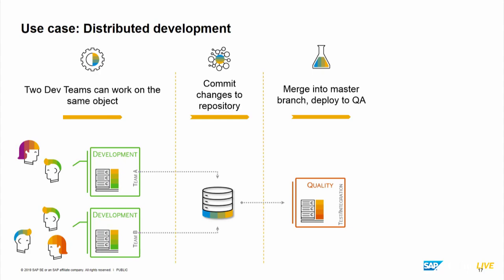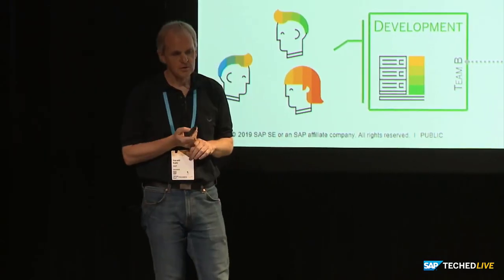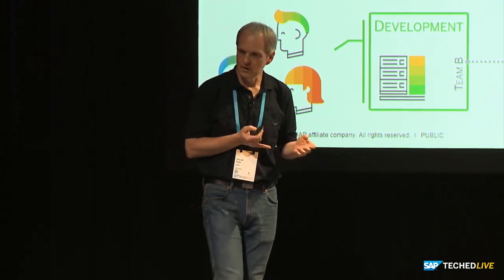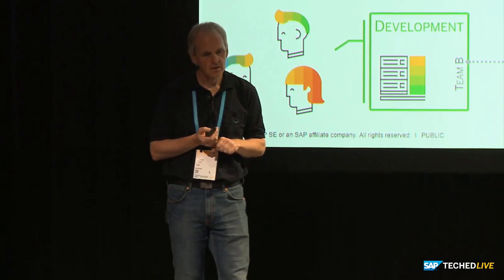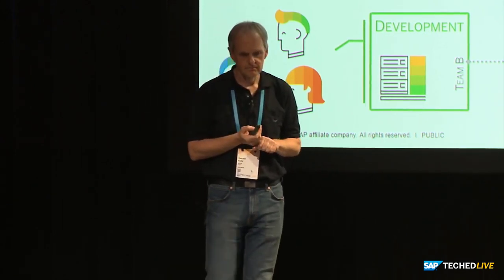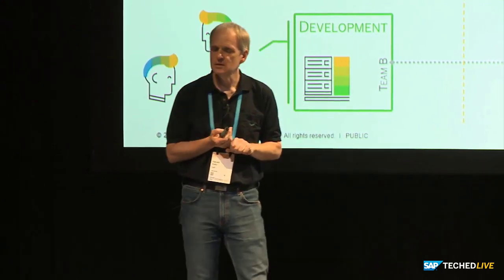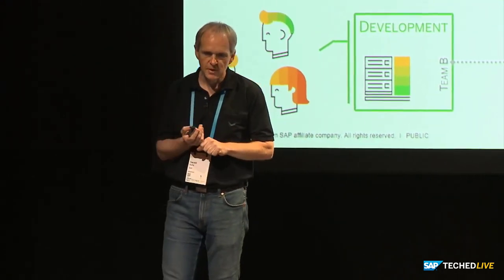But then our pipeline can also start. This merged code is then put into a quality system, automated tests run, and if everything is successful, it is deployed to production. I think this is a scenario for bigger development projects where you often have the issue, if you have many developers, that they lock each other.